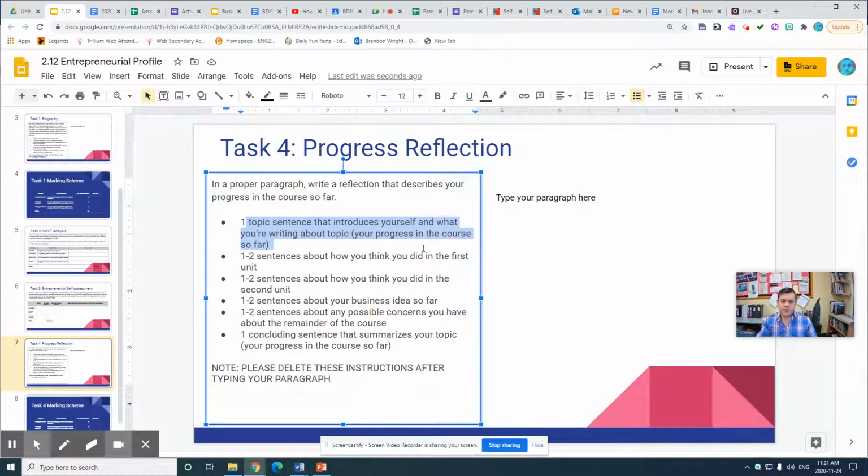1 or 2 sentences about how you think you did in the second unit. 1 or 2 sentences about your business idea so far. 1 or 2 sentences about any possible concerns you have about the remainder of the course, because there's only a couple of weeks left.